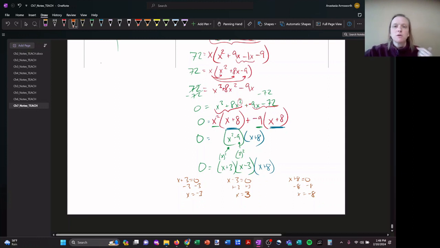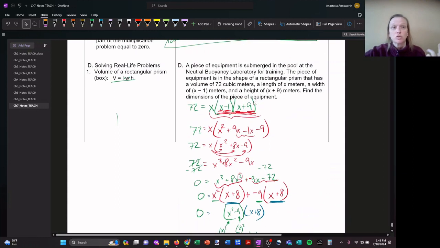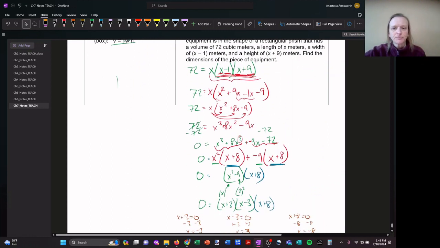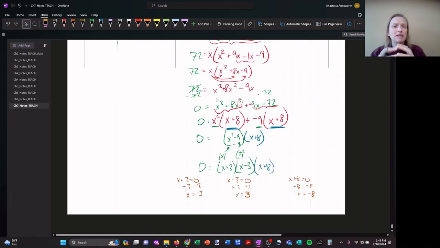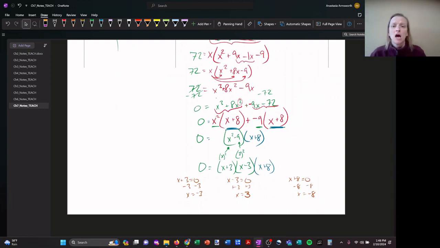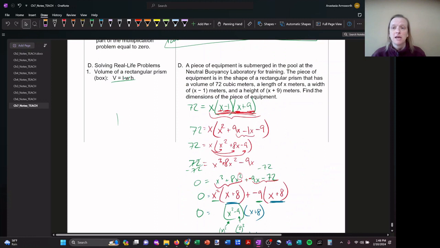But this was a word problem, so let's check to see which solution or solutions make sense. It says find the dimensions of the piece of equipment. I want these to be like length and width measurements. Negative measurements here don't make sense. Only positive measurements make sense. So x equals positive 3 makes sense.